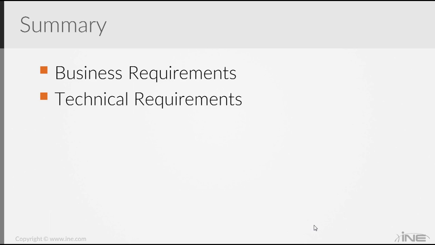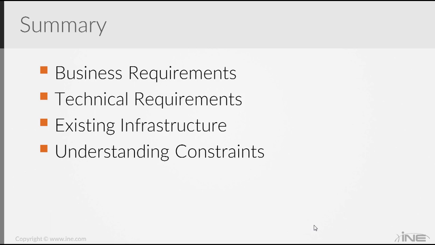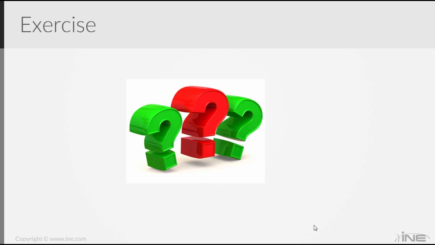So that brings us to the end of this particular module. And let's go over what we've discussed and what you've learned. We discussed the business requirement for a wireless LAN design. We went over the technical requirements. We followed that with considerations for any existing infrastructure that may be in place. We also went over understanding constraints of the business. And finally, we covered creating the scope of the wireless design. And now it's time to test your knowledge of what you learned in this module with an exercise.